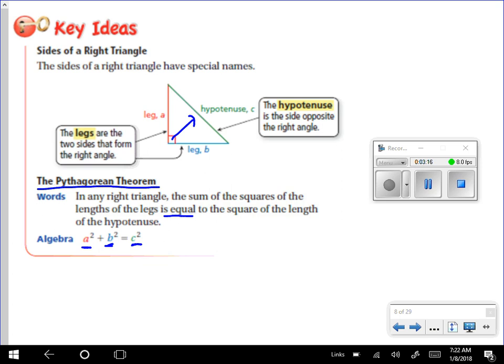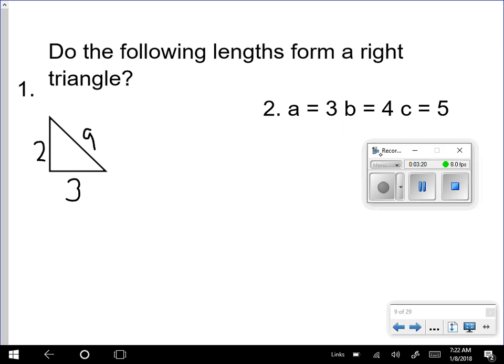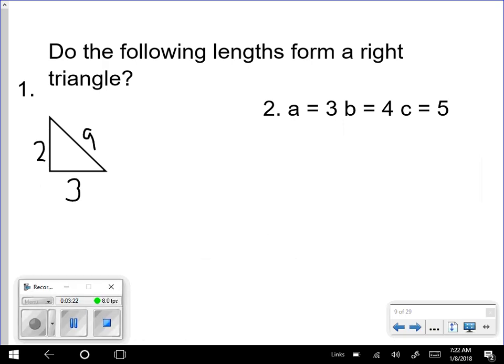Alright, so we have some examples today. Our first examples just ask us, would these be right triangles? Well, for them to be right triangles, the Pythagorean theorem has to be true. So what that means for us is that a squared plus b squared equals c squared has to be true for this triangle.